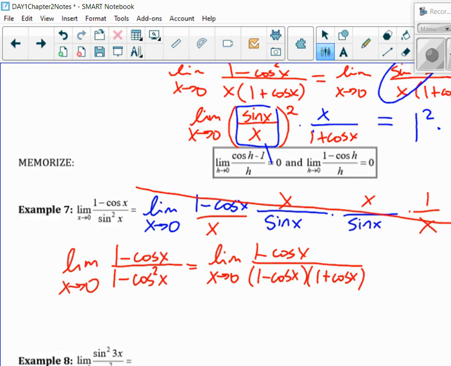So these will cancel. Now we're going to do the limit. 0 goes in here. What's cos of 0? 1. What's on top if that's canceled? A 1. And then I have 1 plus 1, which is 2. So then I get 1/2.